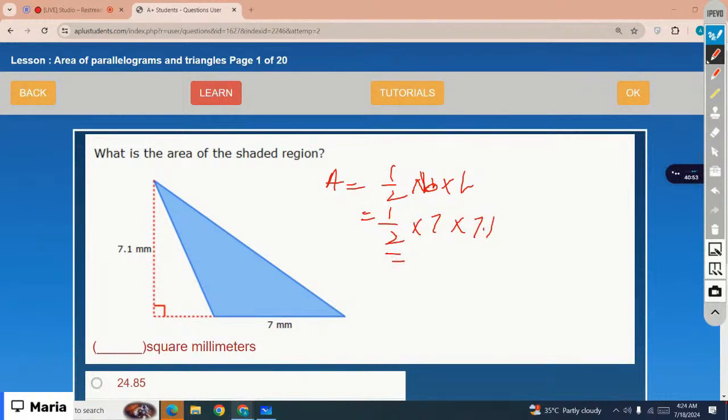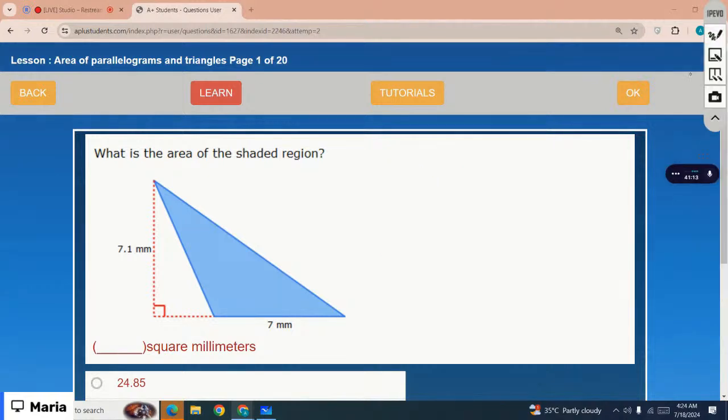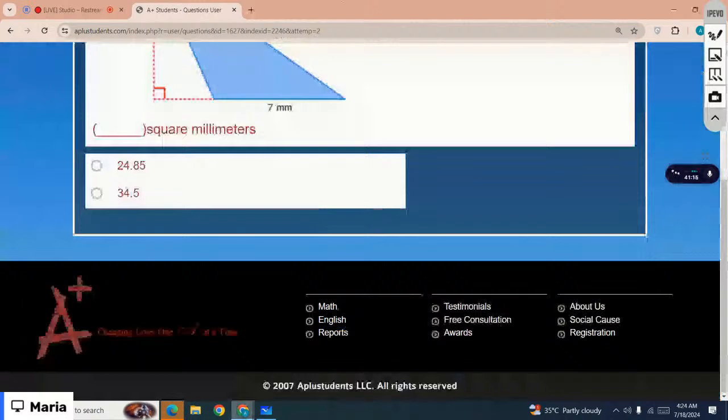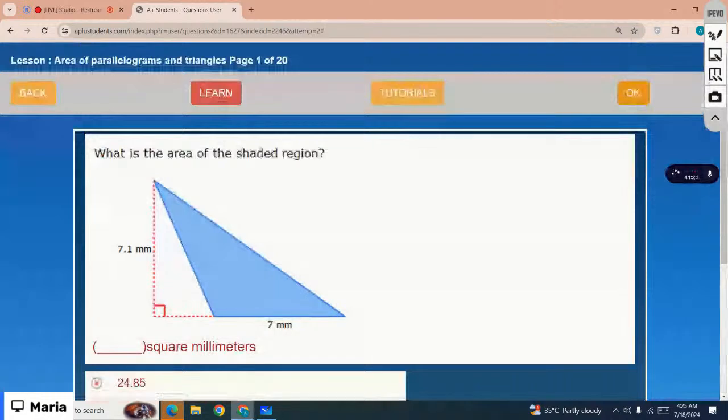Hold on, let me just solve. 7 times 7.1 is 49.7, divided by 2. That is 24.85. Option number one is the correct option. Got it. So the formula to calculate the area of the triangle is half times base times height. The correct option is 24.85. Option number one is the correct option.